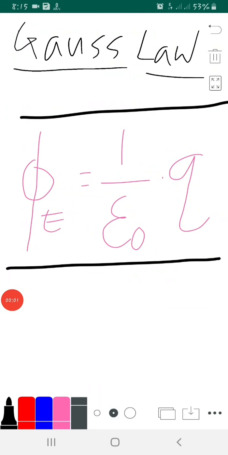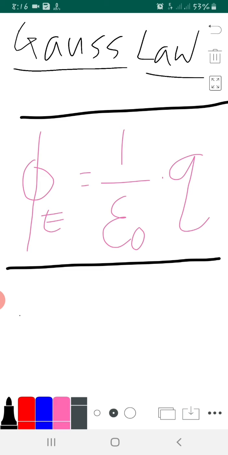Students, yesterday we have seen two points. First was electric flux, its definition and mathematical formula, and Gauss theorem or Gauss law. So today we are going to see two points, that is applications of Gauss law. Basically there are four applications of Gauss theorem or Gauss law, but today we'll be covering two applications.